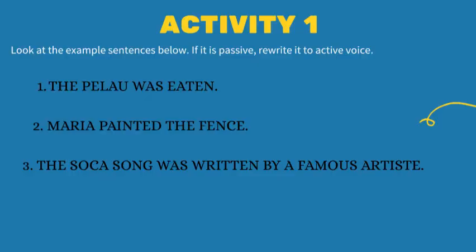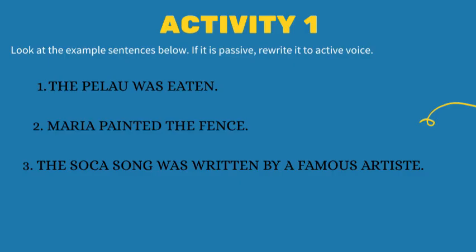Look at the examples below, and if they are passive, rewrite them to the active voice. So you have to do a bit more work in this case here. We have the pillau was eaten, Maria painted the fence, and the soca song was written by a famous artist. You first have to determine which one is passive or which ones are passive, if that is the case. And then you rewrite them to the active voice. Remember, in the active voice, the subject acts, and in the passive voice, the subject receives the action.